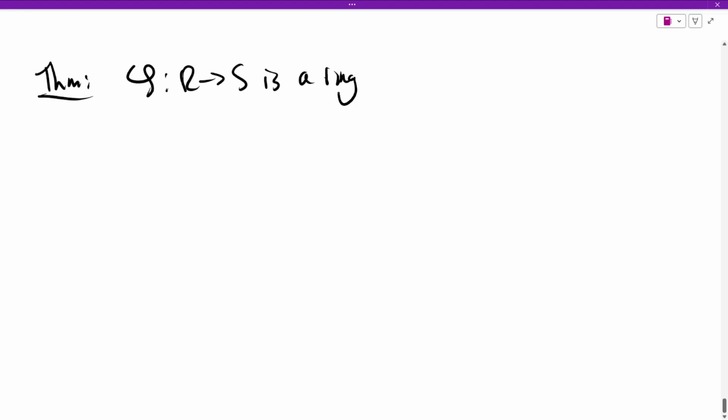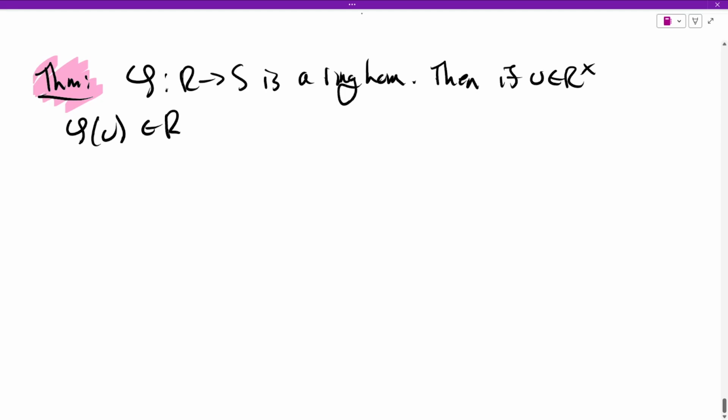Let's go in and prove another theorem. Suppose phi from R to S is a ring hom. Then if U is a unit, phi of U is also a unit, but in S. So what this is saying is phi preserves units, or phi preserves elements that have a multiplicative inverse, which is another ring theoretic idea.